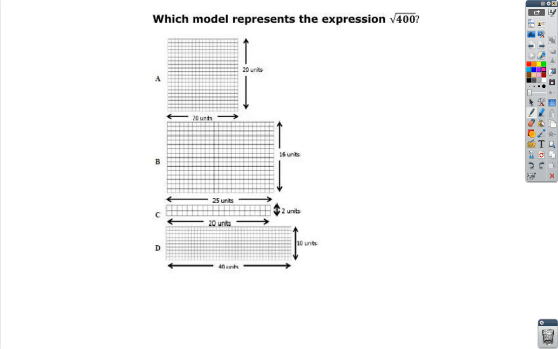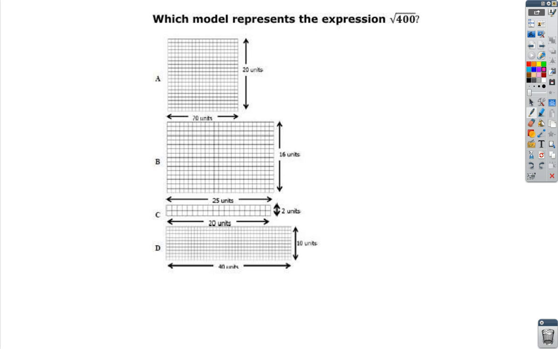Okay, so here it says which model represents this expression. So the square root of 400. So what times itself will get us to 400? And I always think if the number ends in a 0, it could either be multiplied by a number ending in a 5 or a 10.